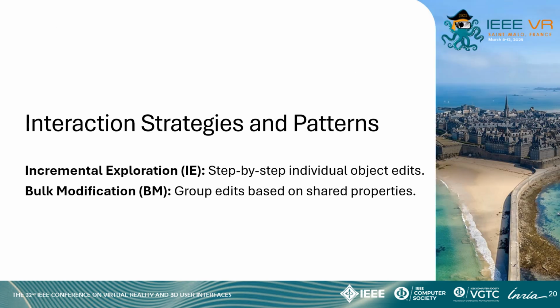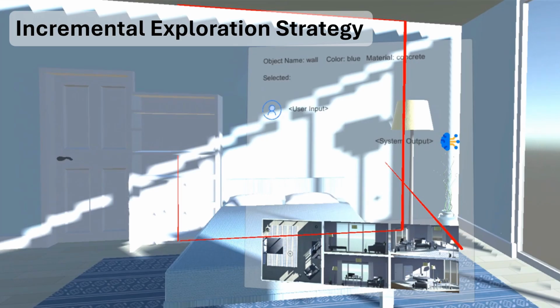The study revealed two main interaction strategies: incremental exploration, consisting of step-by-step individual object edits, and bulk modification, consisting of group edits based on shared properties. This is an example of the incremental exploration strategy adopted in task type A.